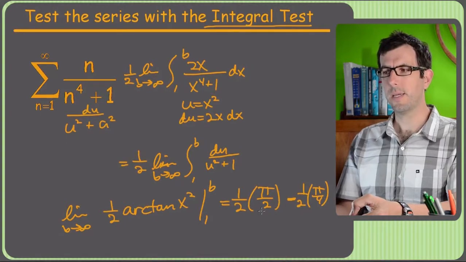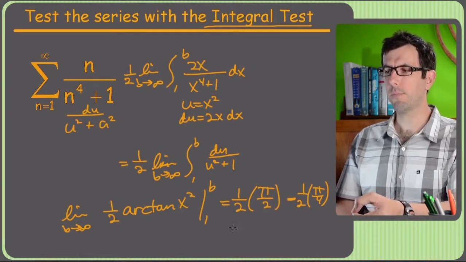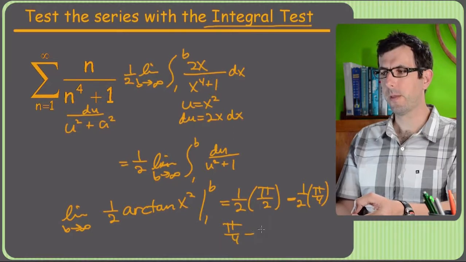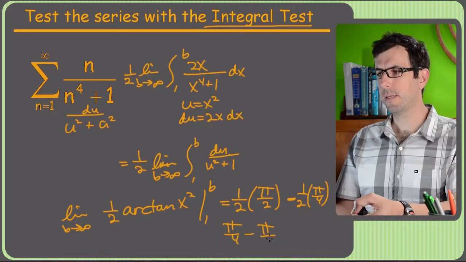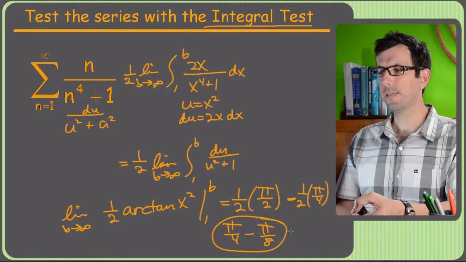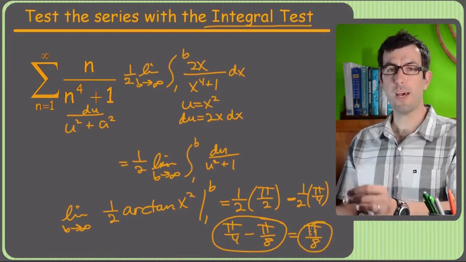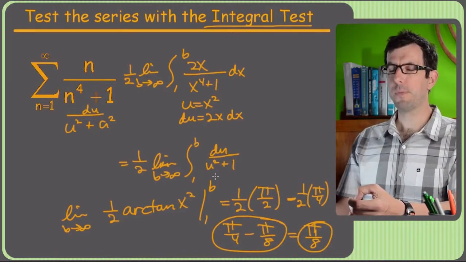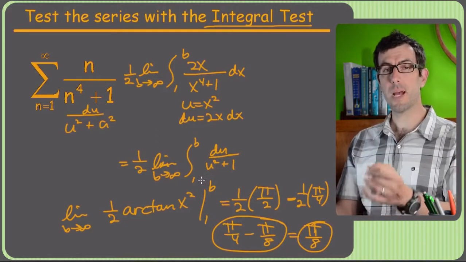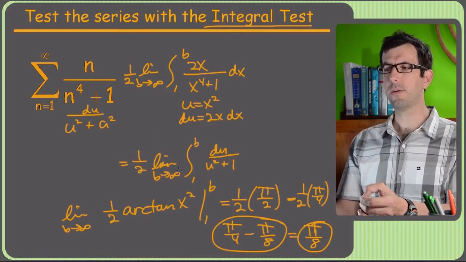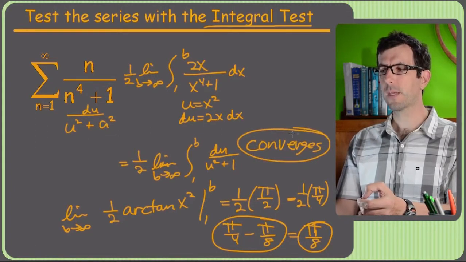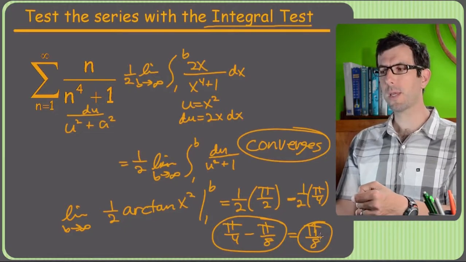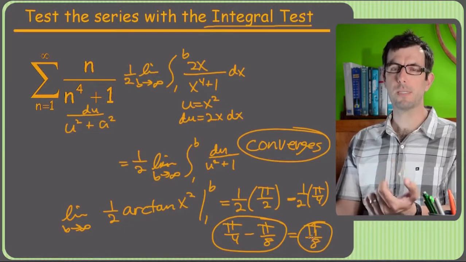So kind of crazy, right? Even though we plugged in infinity, we got a reasonable number. We got pi over 4 minus pi over 8. And this ends up equaling just pi over 8. But this number doesn't matter. The actual value, pi over 8, does not matter. That's not what the sum is equal to. Because we got a finite number, a constant, that means that this series converges. If we had gotten infinity, it would have diverged, but we got a finite number, or 0, which means it converges.